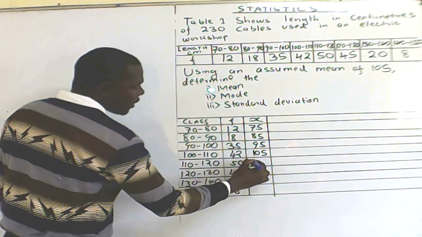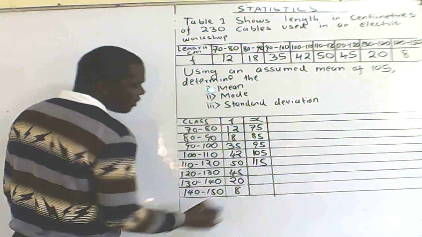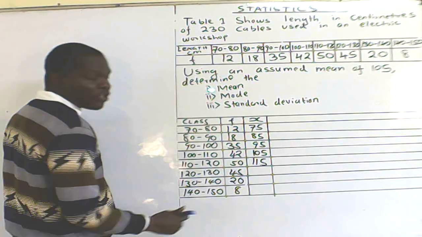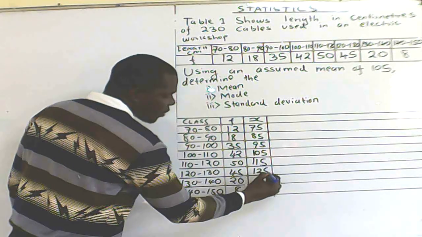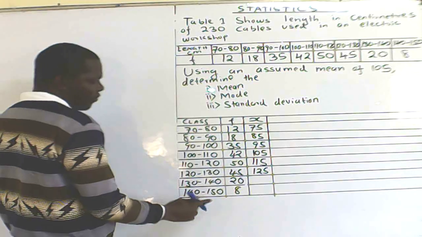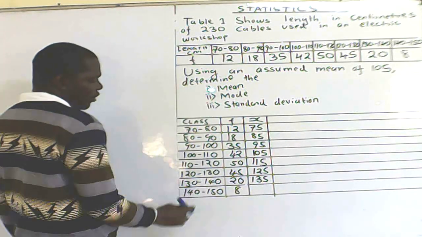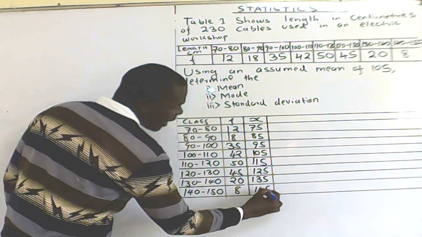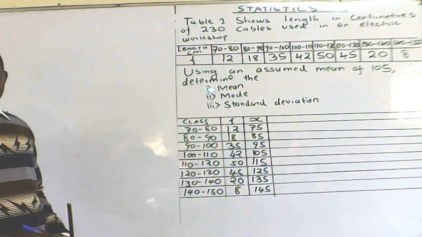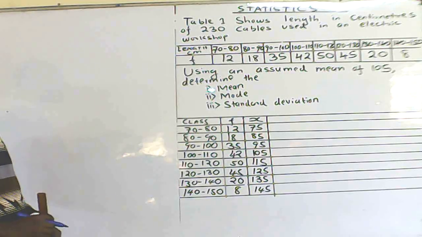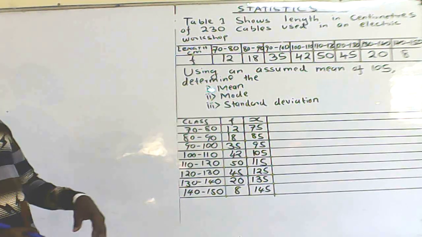The midpoint of 110 to 120 is 115. The midpoint of 120 to 130 is 125. The midpoint of 130 to 140 is 135. The midpoint of 140 to 150 is 145. Because we want to use an assumed mean, we need a new variable.